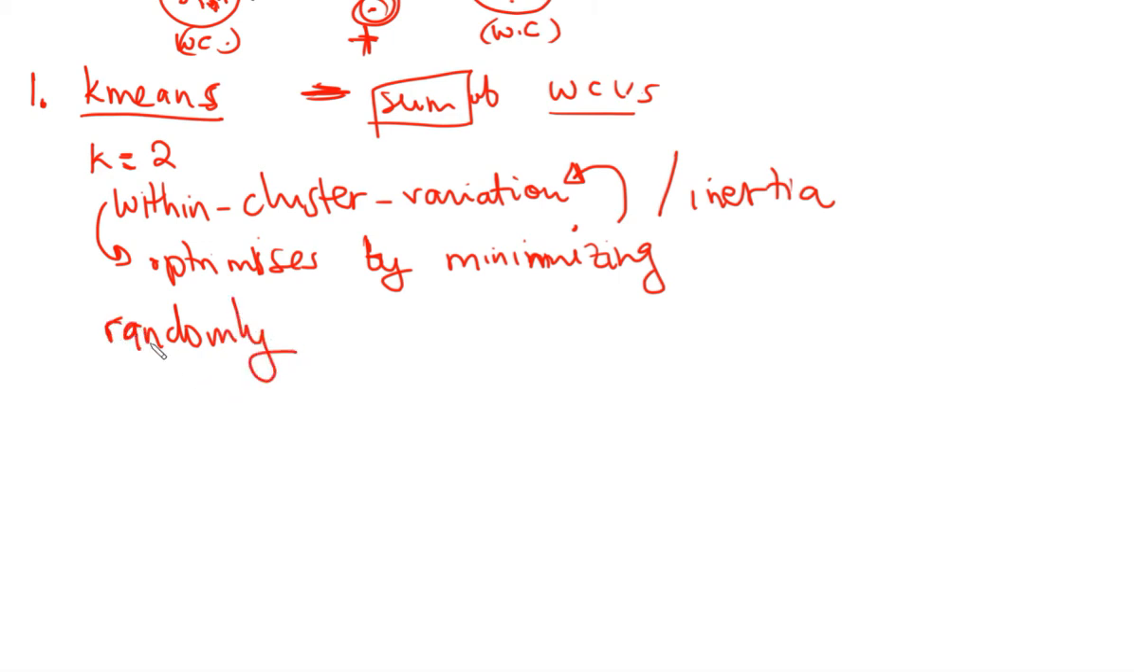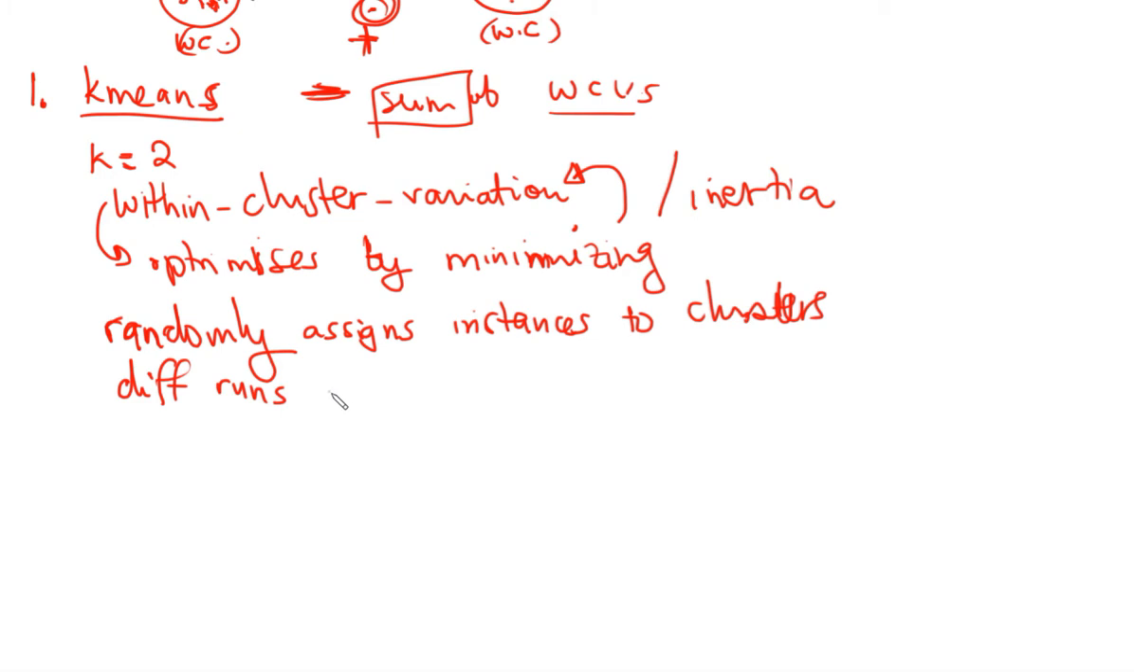But if you've paid attention, there's something, not exactly wrong, but there's a problem with k-means. When it starts, it randomly assigns instances to clusters. And if you run it again from scratch, its randomness is probably going to assign the instances to different clusters when it starts. That means different runs of k-means result in different clusters. The probability is very high that different runs will result in different clusters.